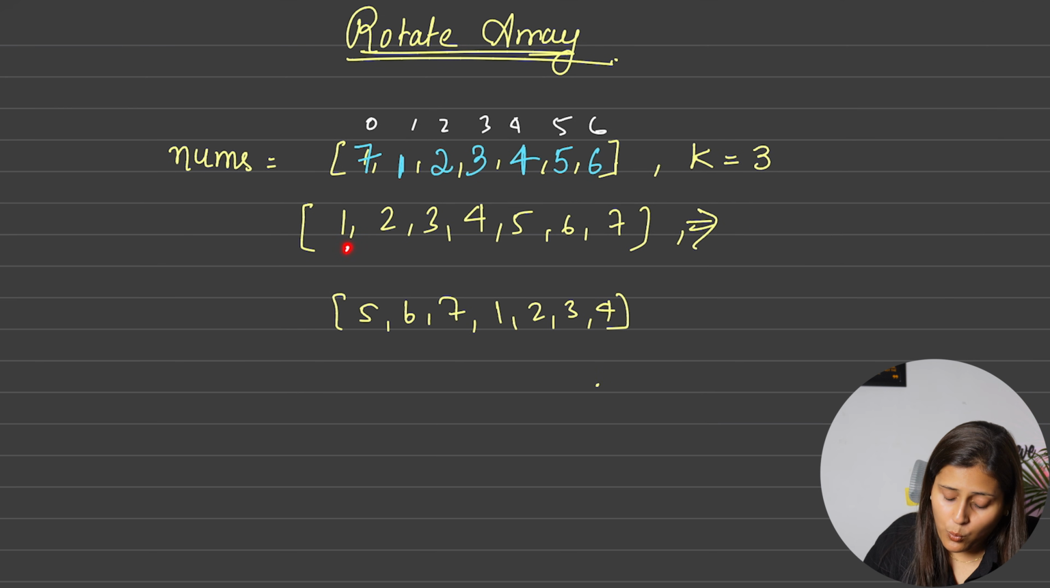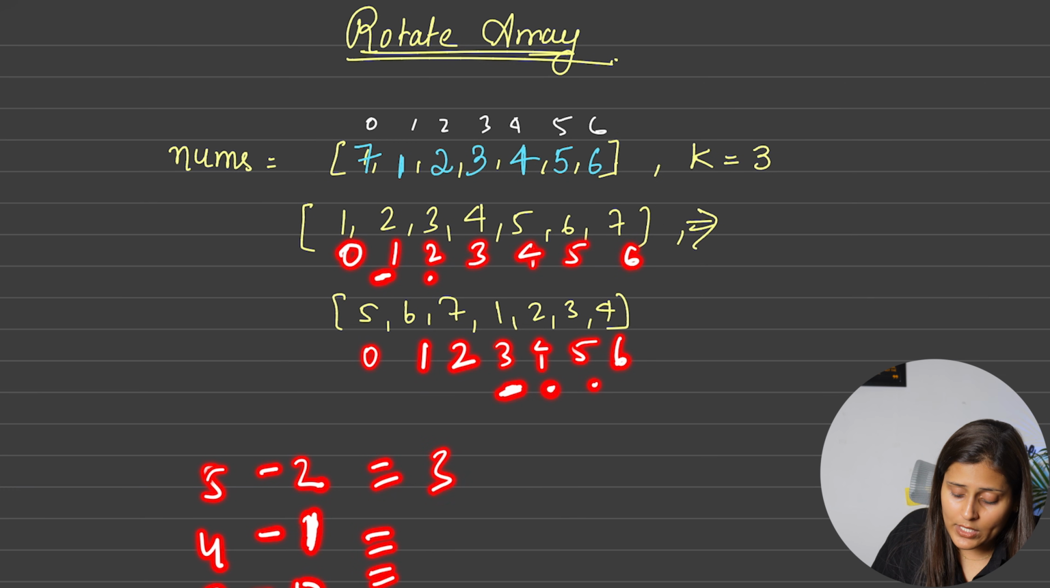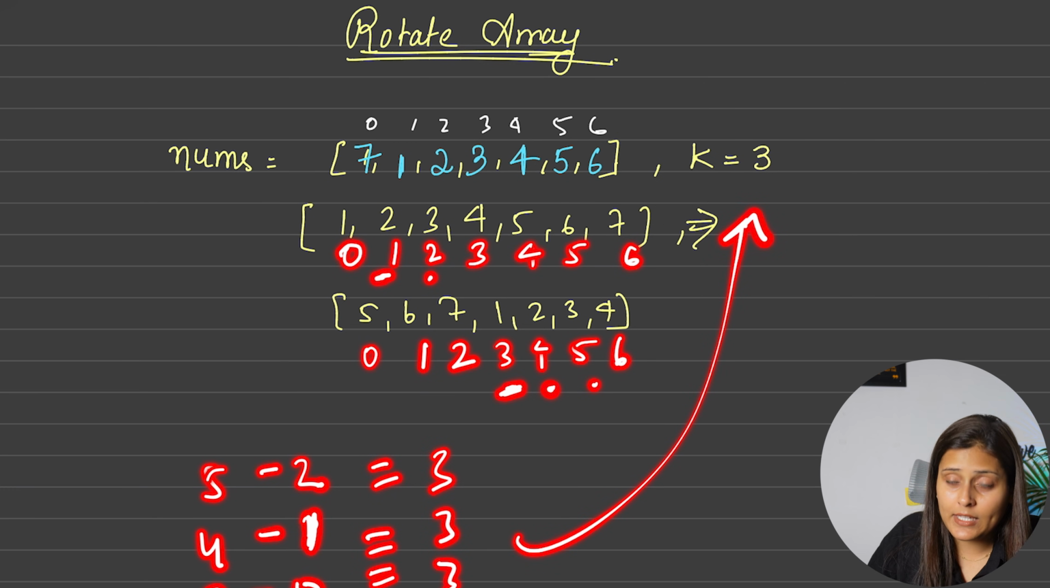So if you see, 1 was at 0 index, correct? Yes, 1 was at 0 index, and now after rotation 1 has come to which index? If you see, at 3rd index. Yes, 2 was at 1st index and now it is at 4. 3 was at 2 index, now it is at 5. So if you see the difference, 5 minus 2, 4 minus 1, then 3 minus 0, the difference is 3 only. And what is this 3? That is nothing but k.